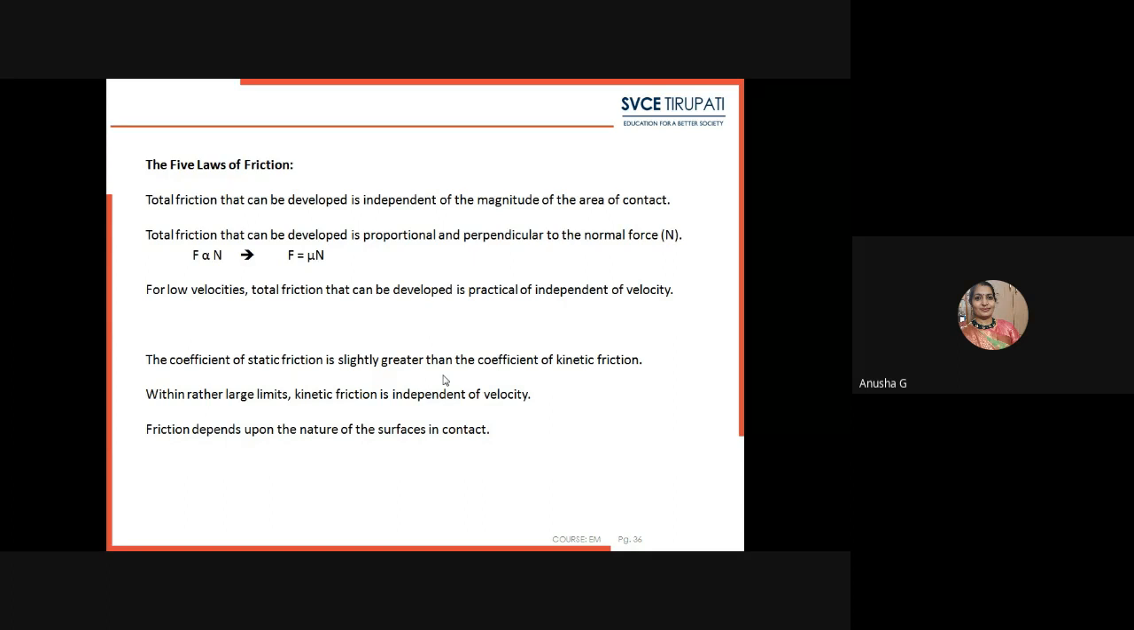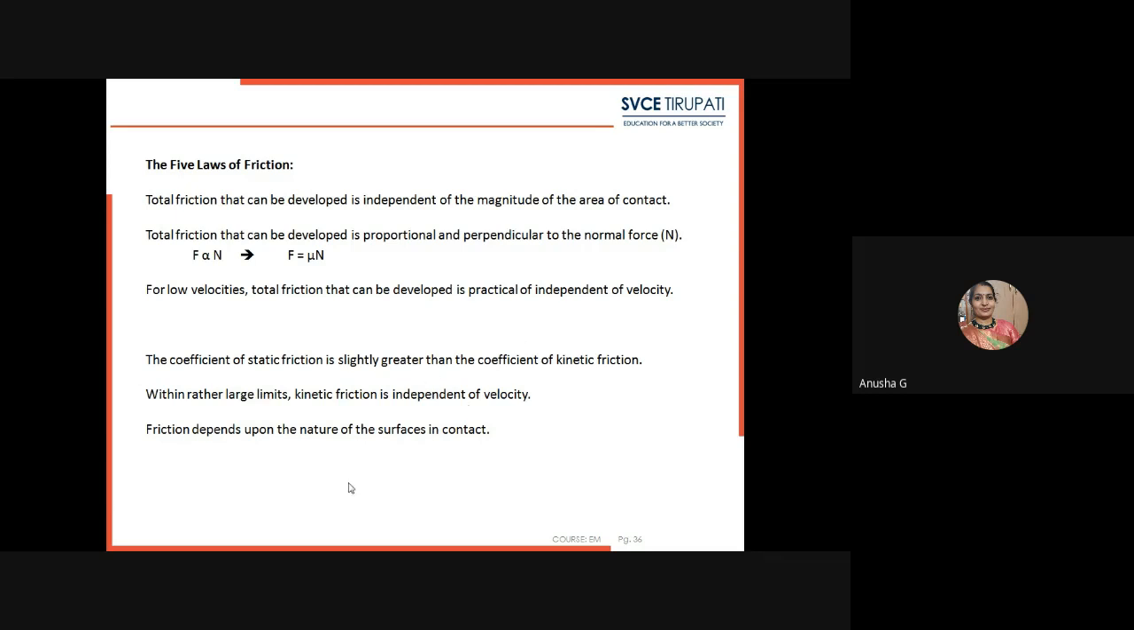For low velocities, total friction that can be developed is practically independent of velocity. Low velocities means there will be less weight and less speed of the vehicle. For those conditions also we can observe the friction, but there will be low friction here. The coefficient of static friction is slightly greater than the coefficient of kinetic friction. Static friction is when the body is in a state of rest, and the kinetic friction is when the body is in a state of motion. It is a general condition. When your body is in a state of rest, the friction will be very less. When the body is in a moving position, the impending position, then automatically friction will be more.